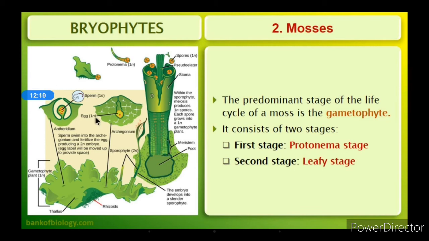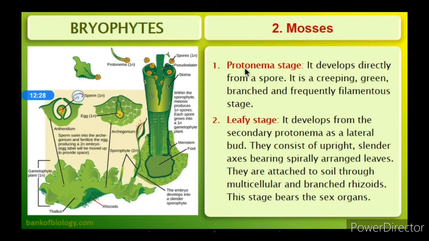So the predominant stage of the life cycle of mosses, what is it? It is gametophyte. Most of the time the plant will be gametophyte. Then it consists of two stages. First stage is protonema stage and second stage is leafy stage. This we will discuss. So what is protonema stage?